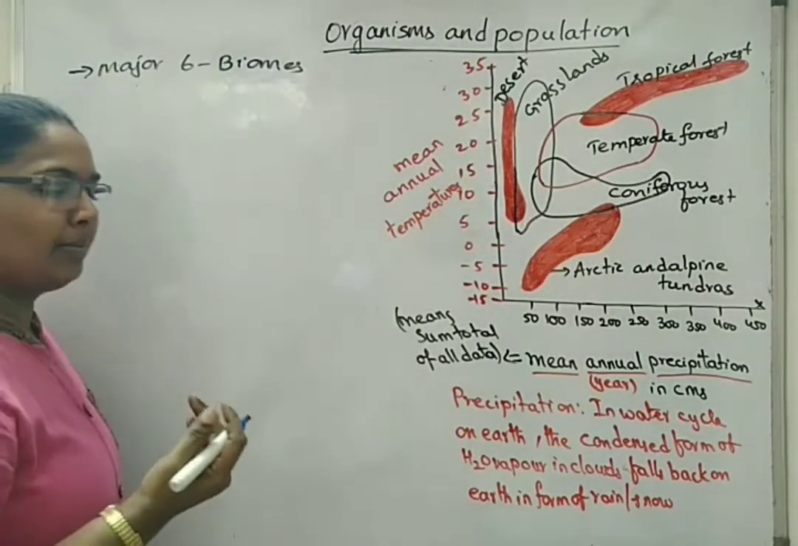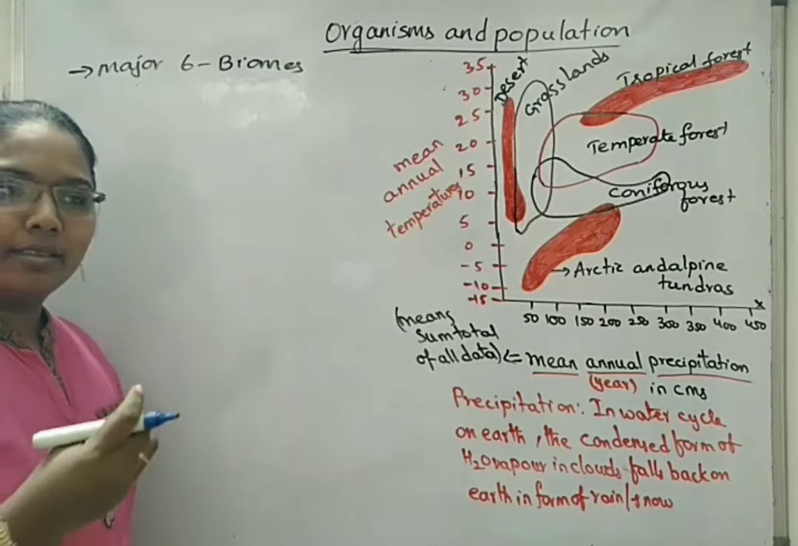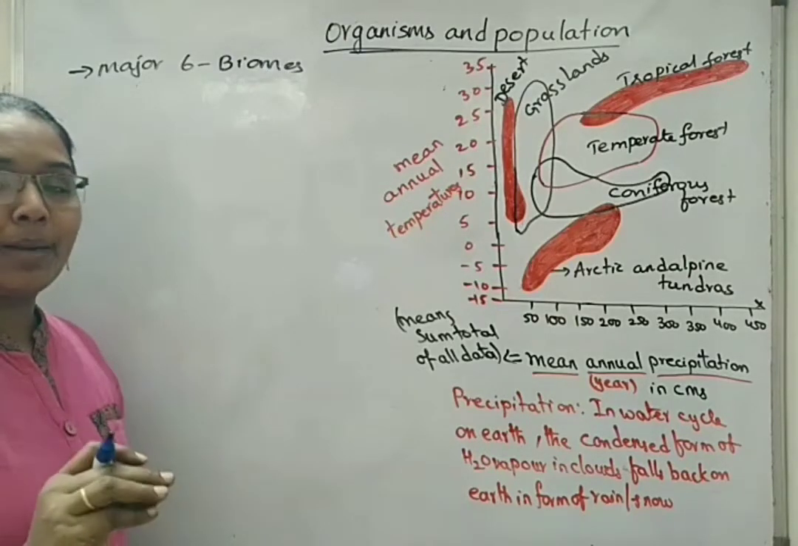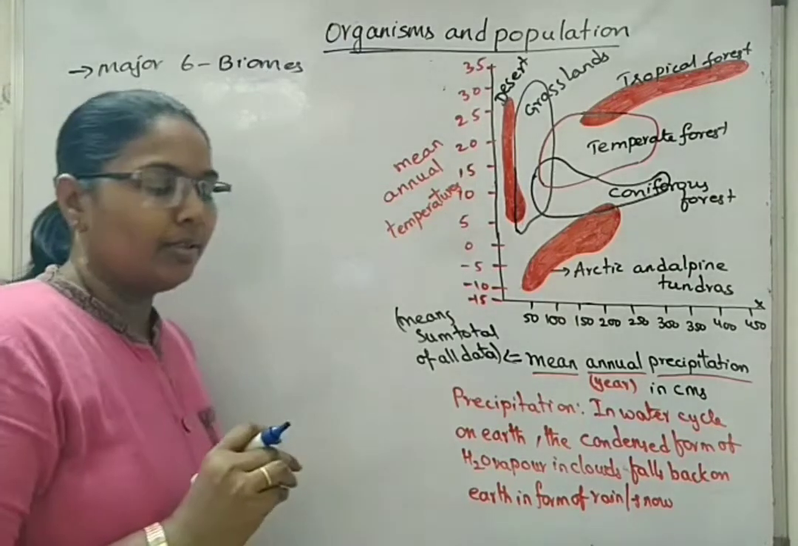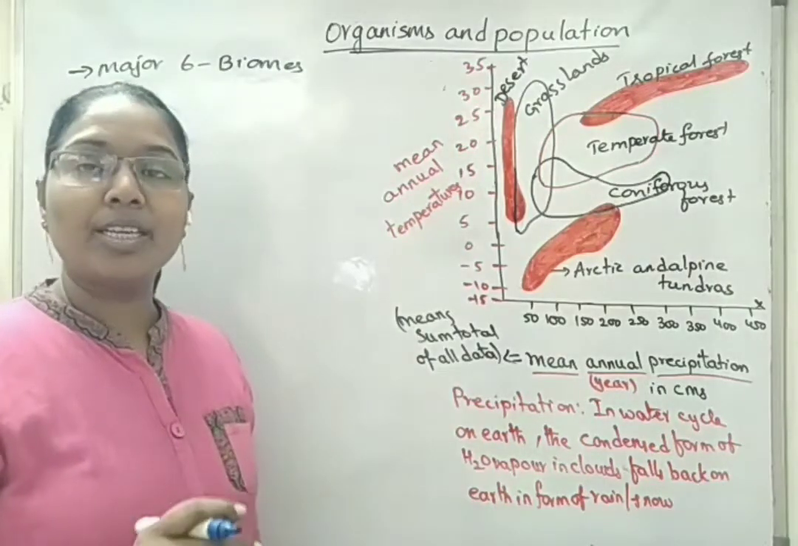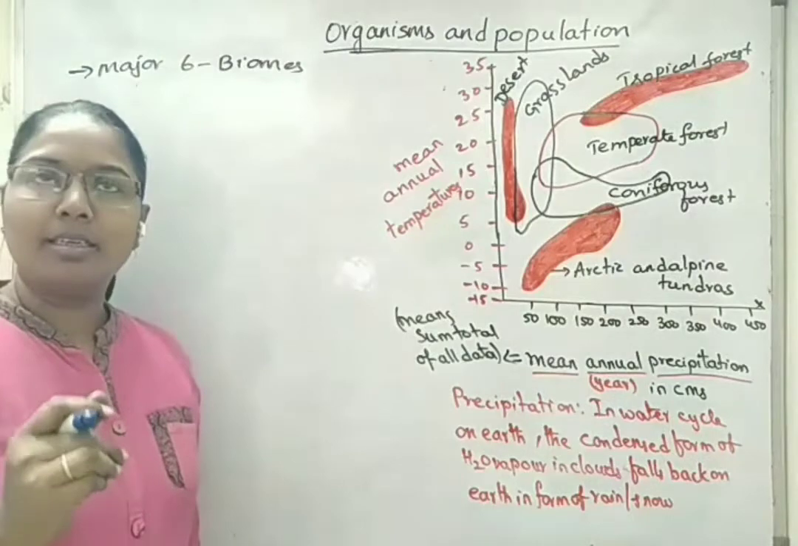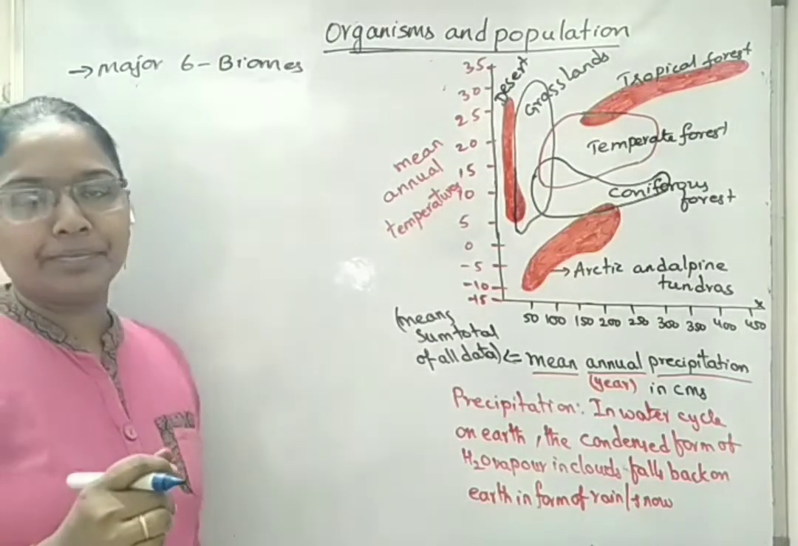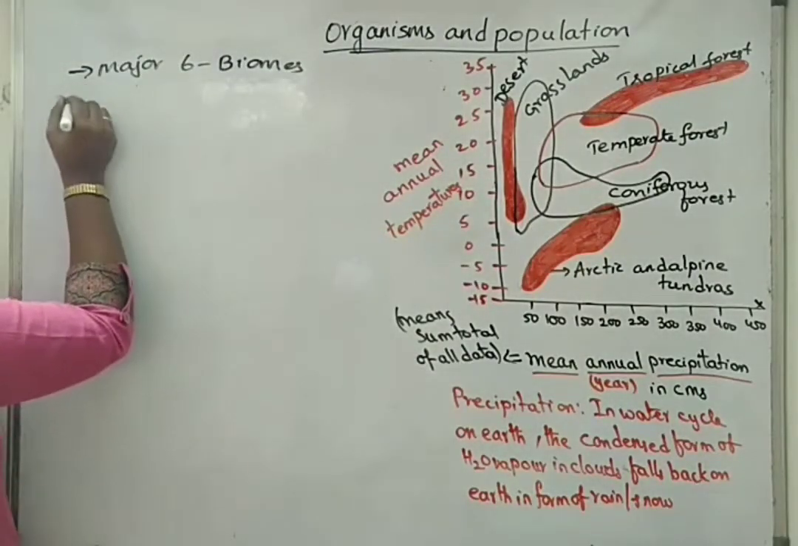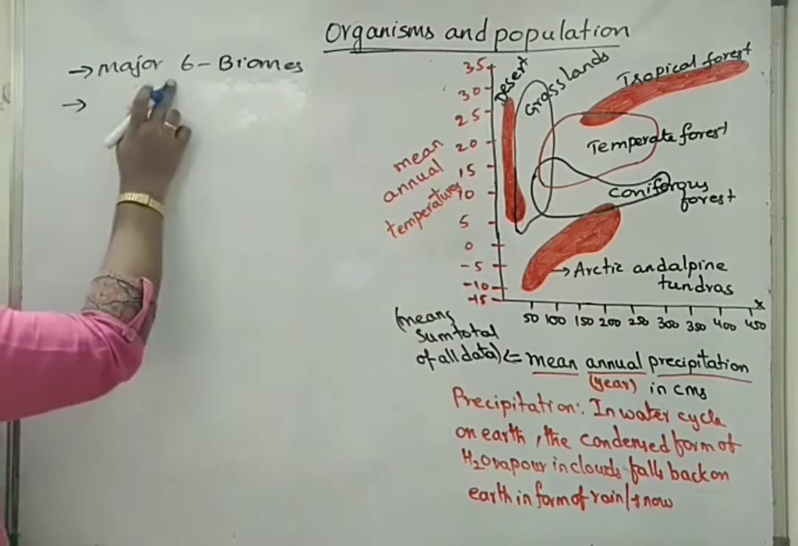And even the same term is applicable for alpine regions when there is no plantation. So here we can use a term like tundras. Tundras are the regions where treeless habitats exist. So we will see the major 6 biomes.